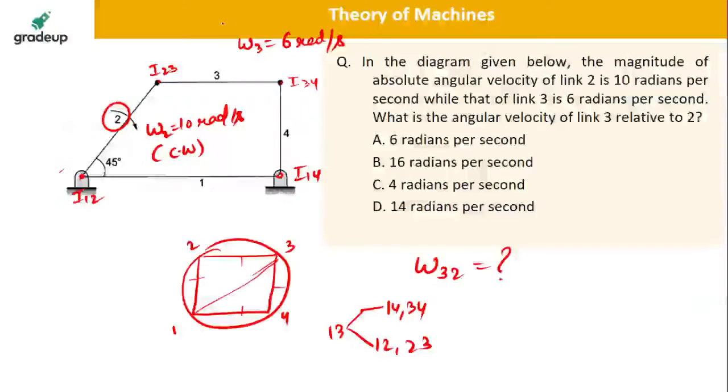So 1,4, 3,4 like this. So basically it will be connected over here. This is your I3, somewhere around here. Okay.